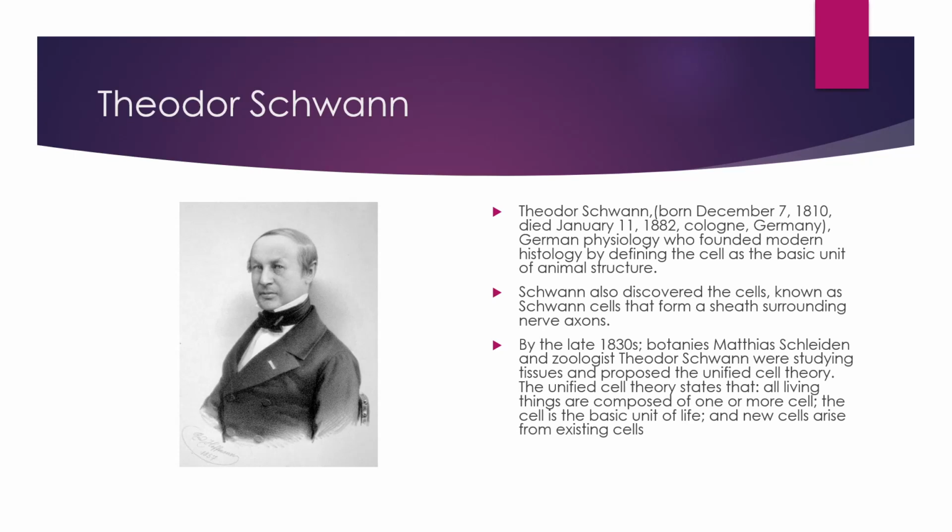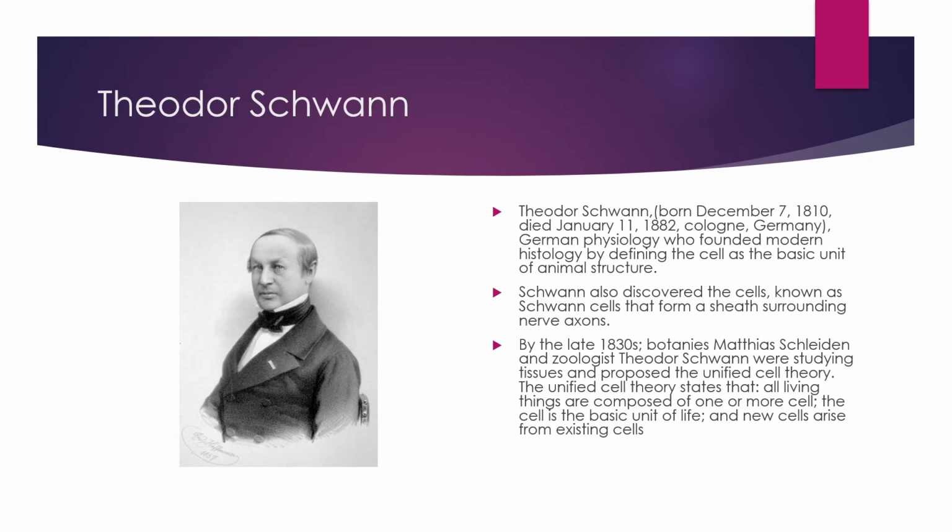Theodor Schwann, born December 7, 1810, died January 11, 1882, in Cologne, Germany, was a German physiologist who founded modern histology by defining the cell as the basic unit of animal structure. Schwann also discovered the cells known as Schwann cells that form a sheath surrounding nerve axons.